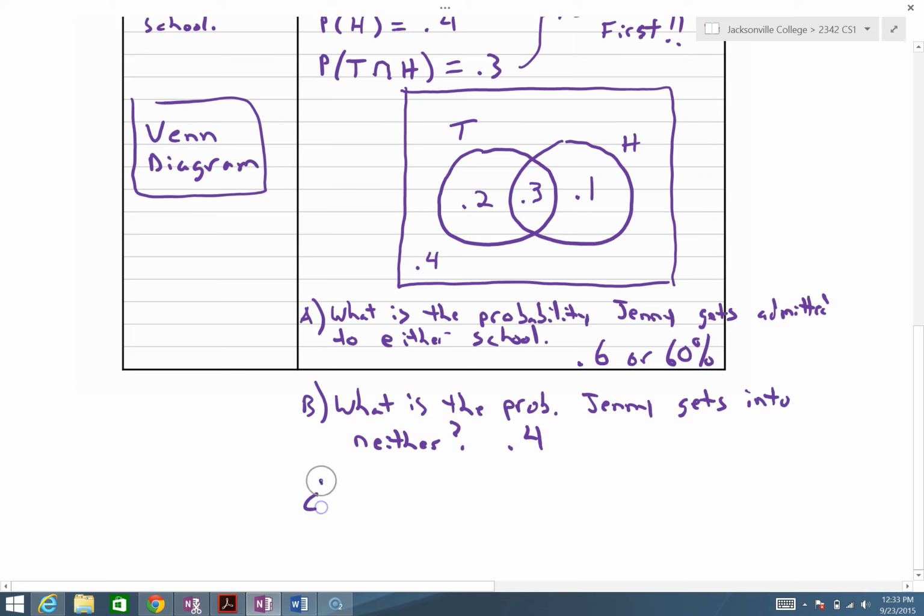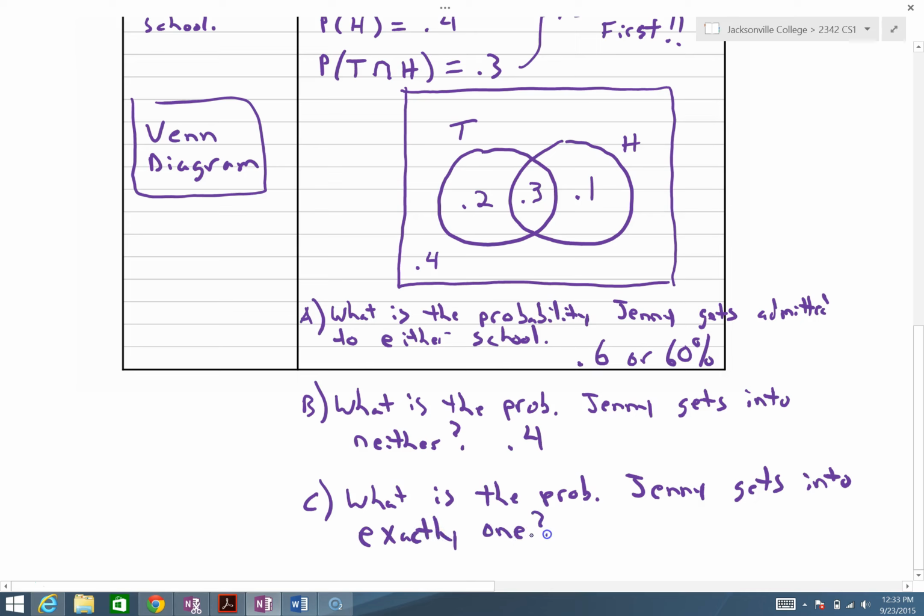C part. What is the probability Jenny gets into exactly one? Well, this is her getting into either of them. But this is an overlap. This is both. Exactly one would be Texas, 0.2, or Harvard, 0.1, but not this 0.3. So the chance that she gets into exactly one would be 0.2 plus 0.1. That's 0.3. She has a 30% chance of getting into one or the other, but not both.